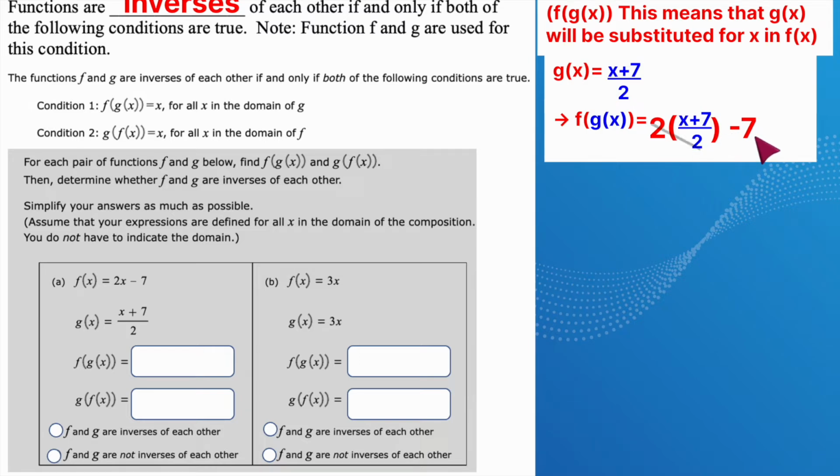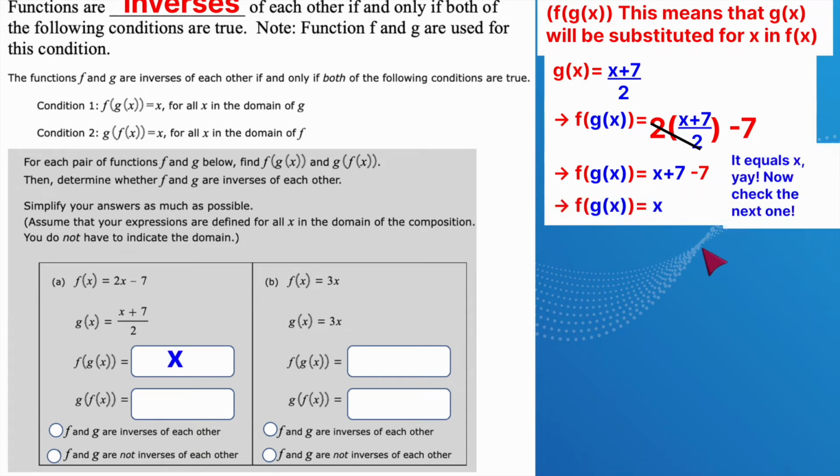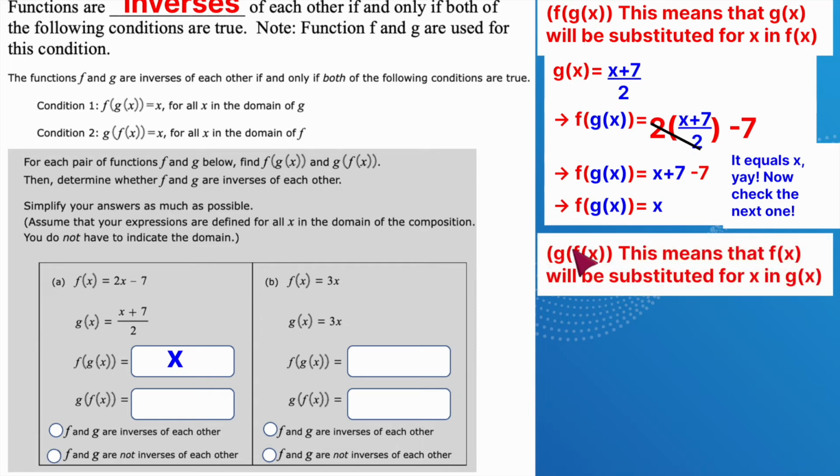Now I'm going to work it out. 2 divided by 2 cancels, and I have x plus 7 minus 7. Well, 7 minus 7 cancels out, and I get x. So it equals x. Yay! Now we need to check the next one. We need to make sure they are both, in fact, inverses of each other. We do know that one direction works: g of x will undo f of x, but we need to check that it goes the other way as well. So now we have g of f of x.